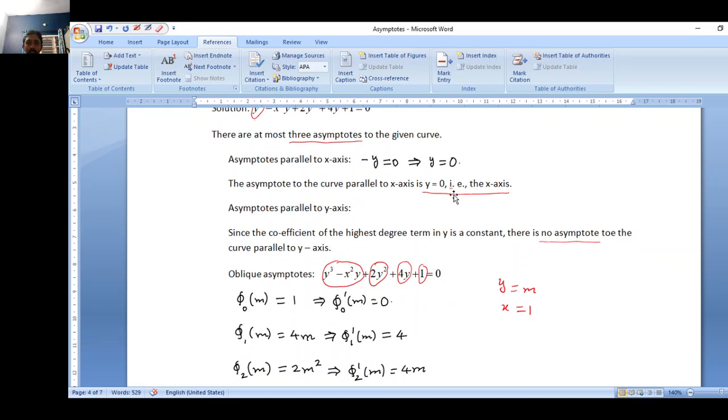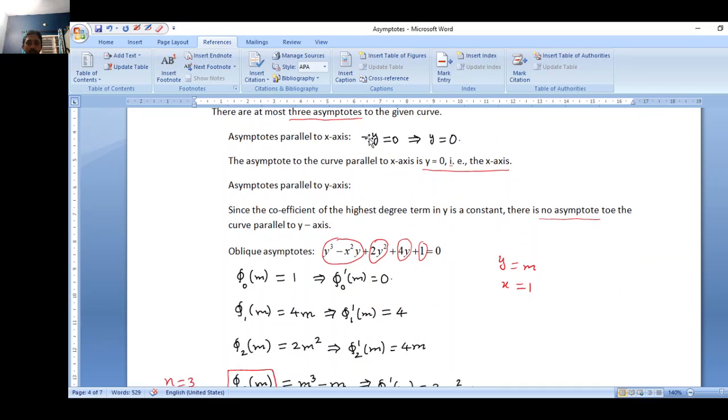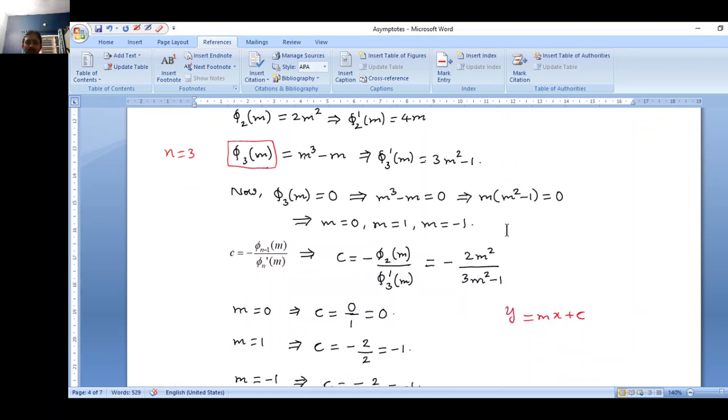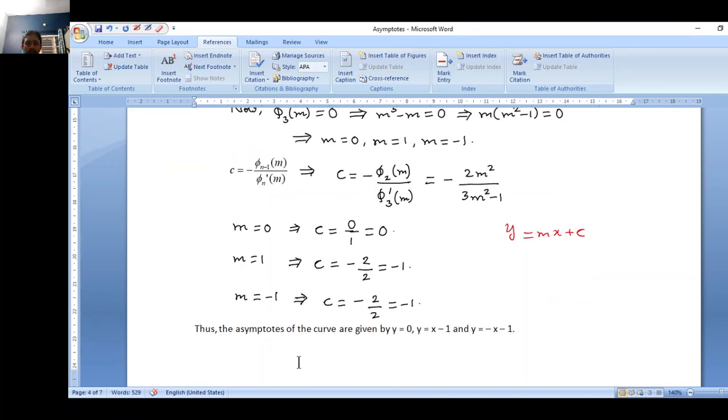Right? So this is exactly how we find asymptotes parallel to x-axis, asymptotes parallel to y-axis, and oblique asymptotes. Finding oblique asymptotes looks a little cumbersome, looks a little lengthy, but by practice you will be able to find values of m and c very easily, and that correspondingly will give you asymptotes. Right? So this is exactly how you find asymptotes to the given curve based on the general rule.